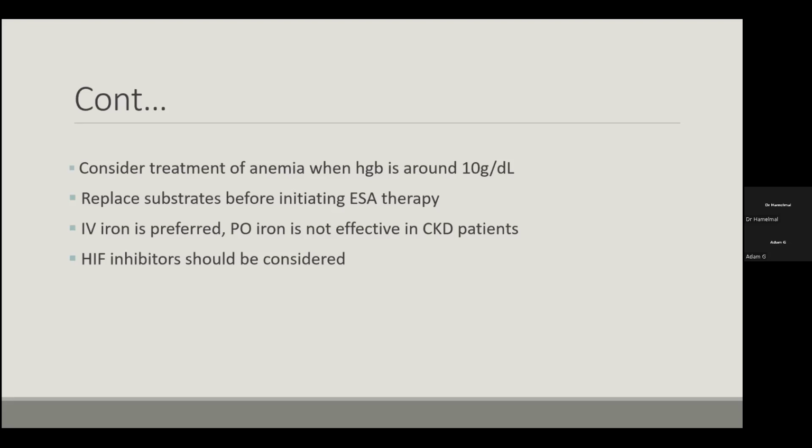PO iron is not effective at all in CKD patients, so there is no need to try PO iron or put patients on PO for a long period of time. Just go for IV iron if hemoglobin is less than 10 or even greater than 10 and there is iron deficiency anemia. Hypoxia inducing factor inhibitors, vadadustat and other similar drugs have been approved, not in the guideline yet, but they will be in the next guideline for sure. But these are very expensive and will not be discussed here, but they are the new therapies for anemia.